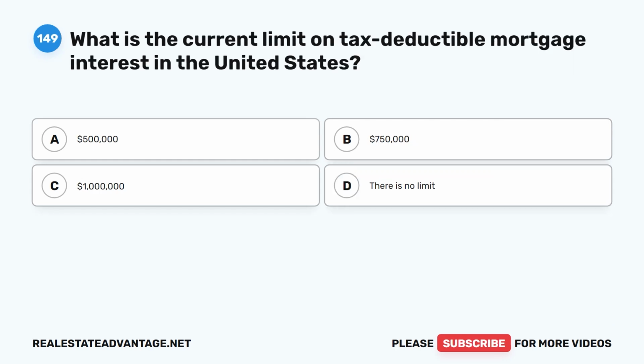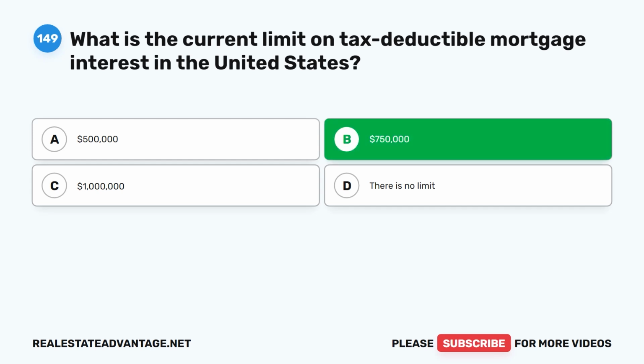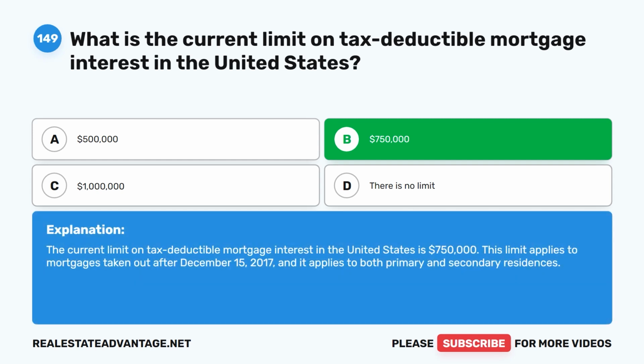Question 149. What is the current limit on tax-deductible mortgage interest in the United States? A. $500,000, B. $750,000, C. $1 million, D. There is no limit. The correct answer is B. $750,000. The current limit on tax-deductible mortgage interest in the United States is $750,000. This limit applies to mortgages taken out after December 15, 2017, and it applies to both primary and secondary residences.